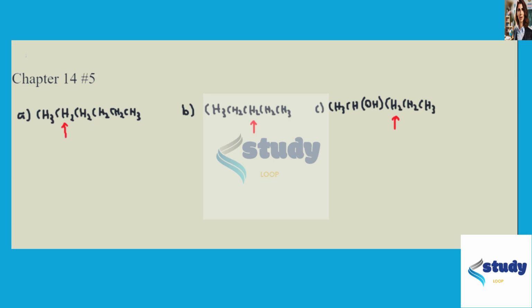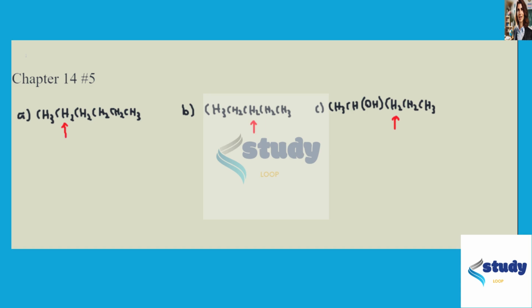This is the answer to Chapter 14, problem number 5 from the Smith Organic Chemistry textbook. This problem gives us 3 molecules and asks us to look at the indicated protons. I've indicated them with red arrows here, and to determine whether those protons are enantiotopic, diastereotopic, or neither.